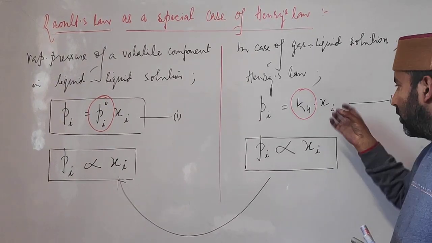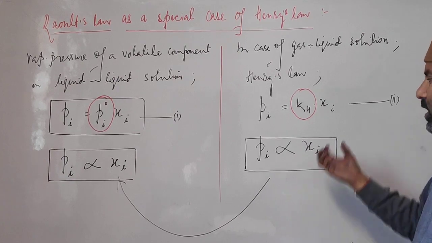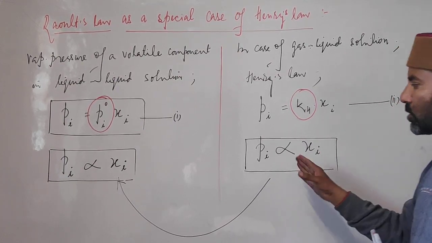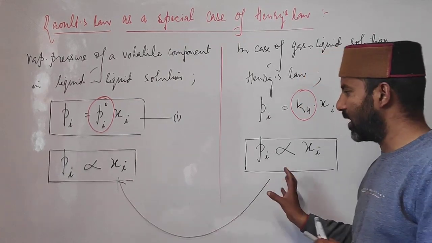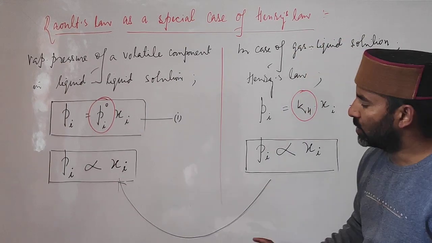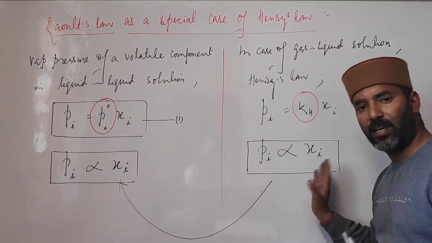A mathematical constant whose value depends on temperature as well as nature of the gas as well as nature of the solvent. So these two laws are otherwise the same. The only difference is in the proportionality constant. So students, this was Raoult's law as a special case of Henry's law.